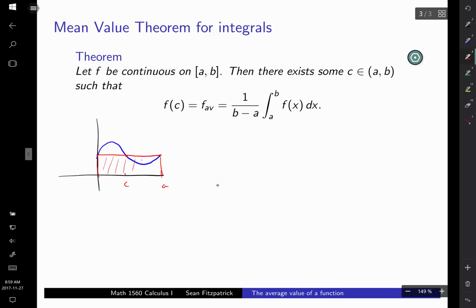So this is going to be, well, what's the area of this rectangle? It's going to be f of c times b minus a. And so what we're saying is that the area of that one rectangle is going to be equal to the area under the curve, the area that I would get if I did the integral from a to b of f of x dx, right?